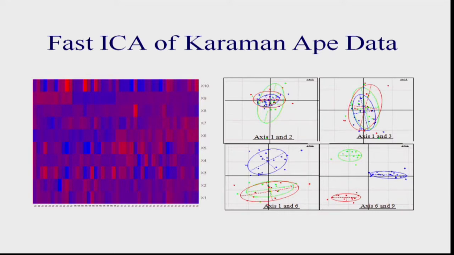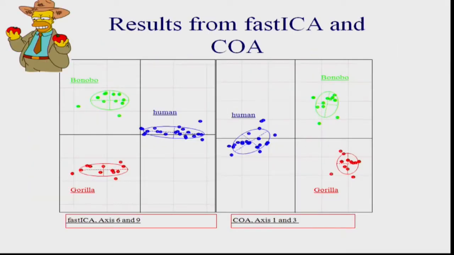After looking for the actual clusters that I want, you can see here, this is looking at that same data set with the humans, the bonobos and gorillas. This is the result from FastICA. In this case, I've picked axis 6 and 9. This is my correspondence analysis, picking axis 1 and 3.